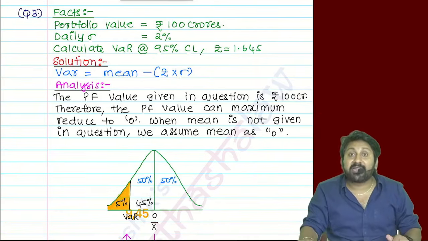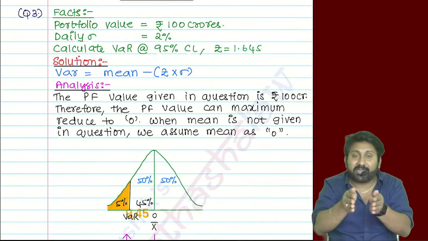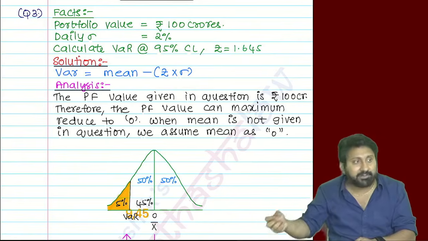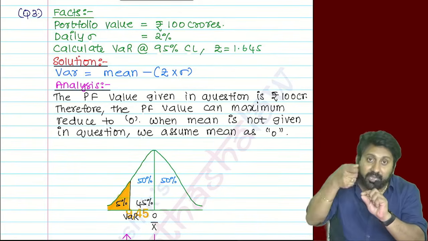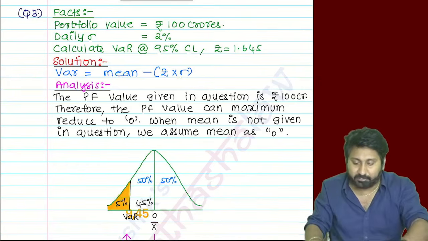Means as and when you want to reduce your loss, the VaR value, the probability will also simultaneously get reduced. This is what we are going to understand by doing a question and answer. Then you can understand more practically. Listen carefully. In this case, what happened?